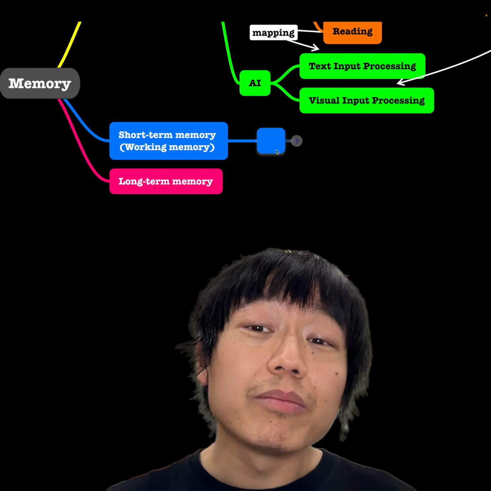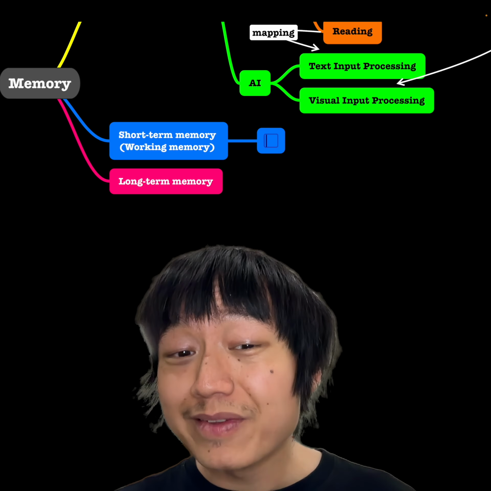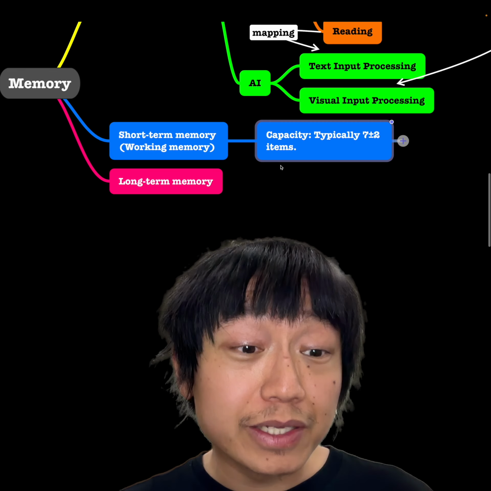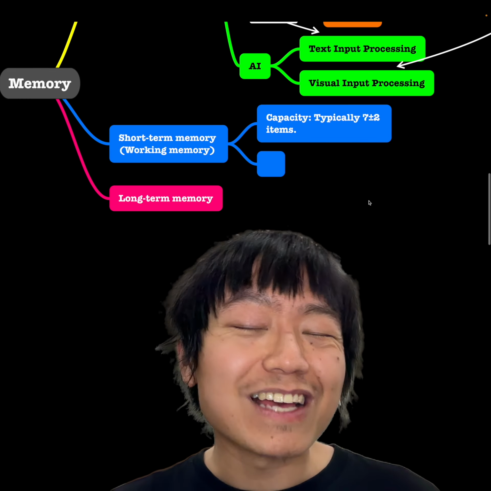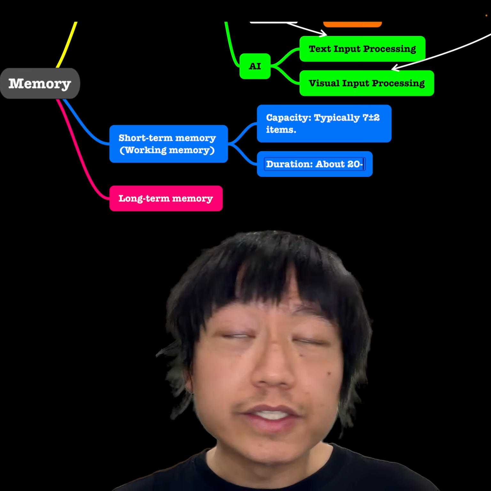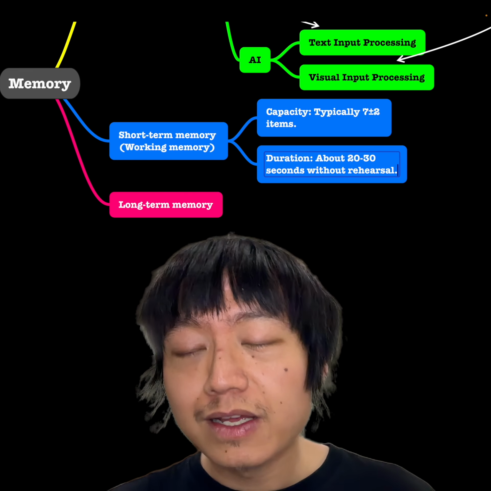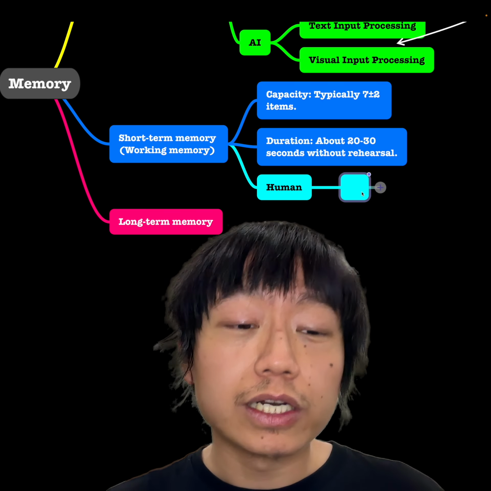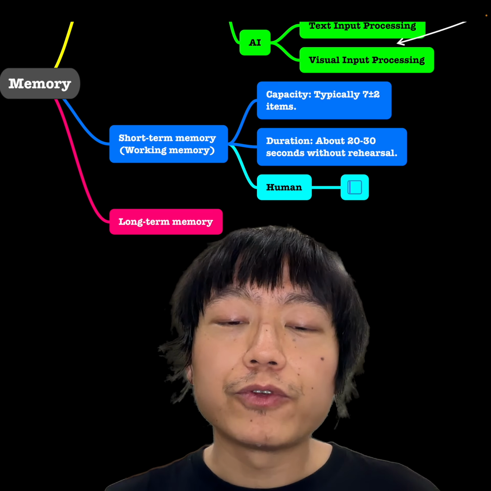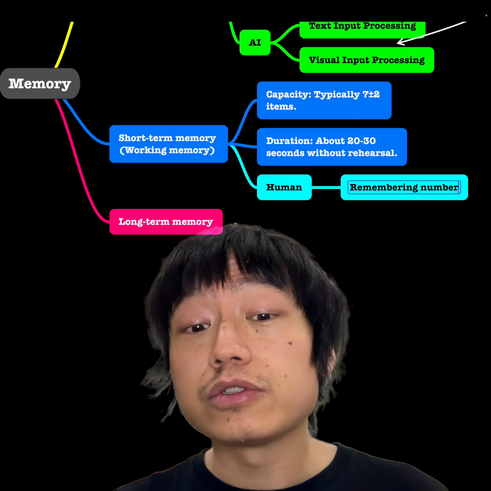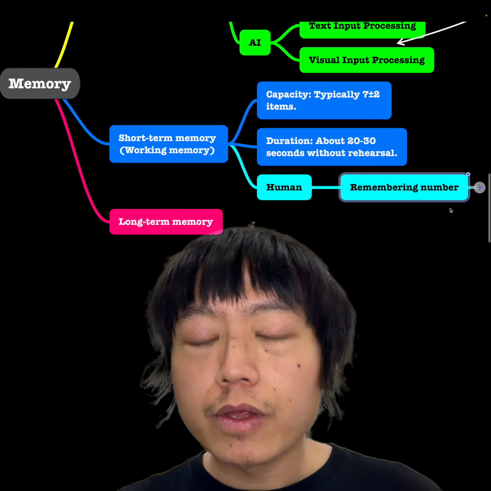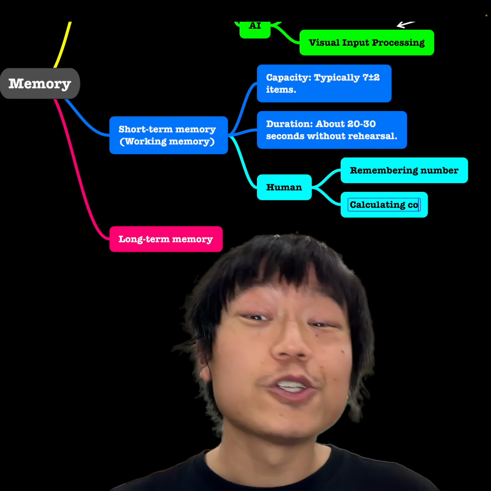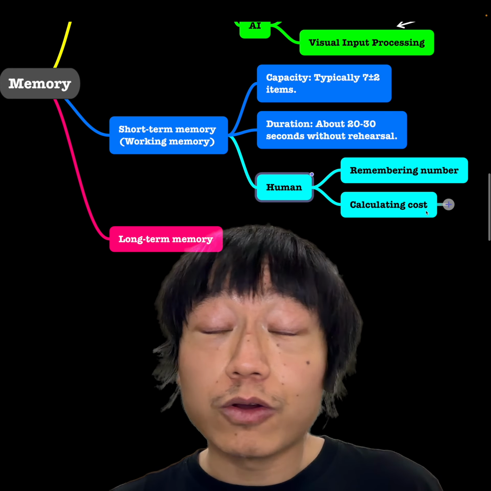Another type is working memory, which is the short-term memory that temporarily holds a limited amount of information that is actively being used or processed. Its capacity is typically 7 plus or minus 2 items, and its duration is about 20 to 30 seconds without rehearsal. For example, remembering a phone number long enough to dial it when you call someone, or calculating the total cost of items while shopping without thinking hard or writing anything down.